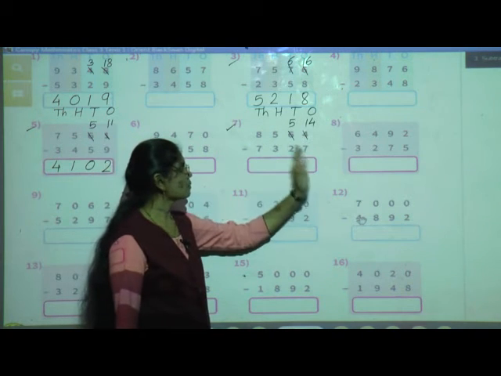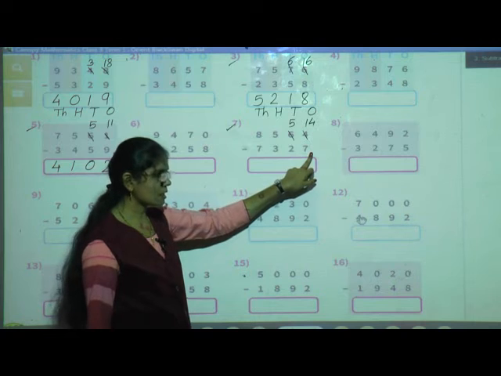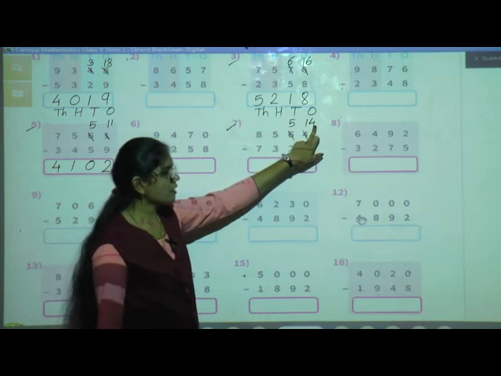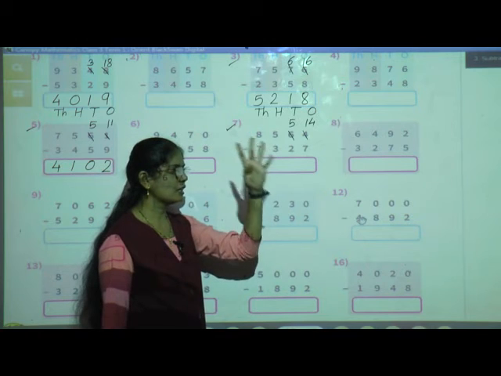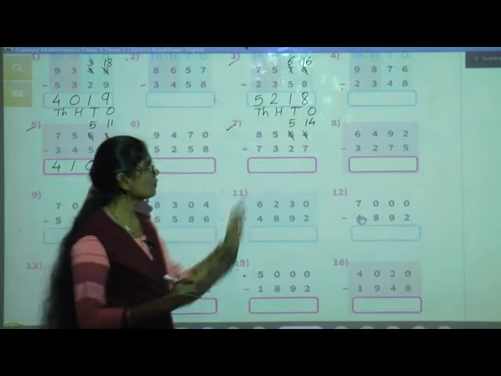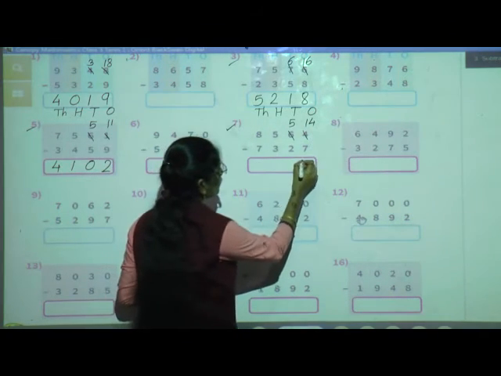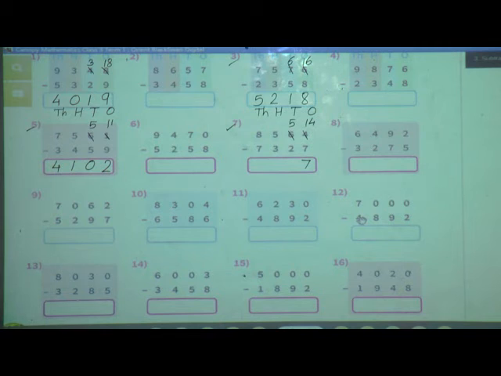Now see the ones place. Here 14 is there and here 7 is there. So after 7, count your fingers till 14. Count your fingers: 8, 9, 10, 11, 12, 13, 14. So if we do the subtraction 14 minus 7, we got 7. So at ones place we will write 7.